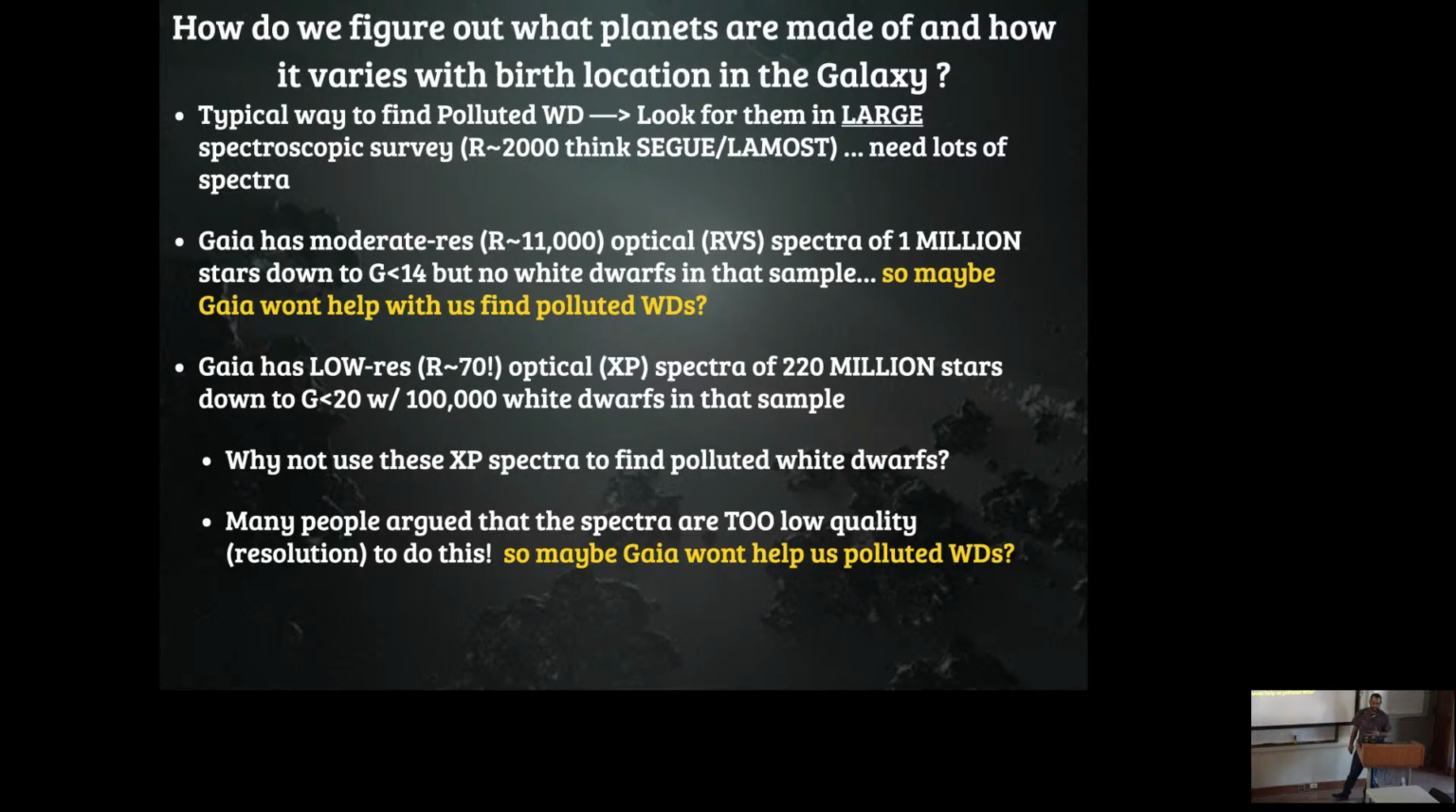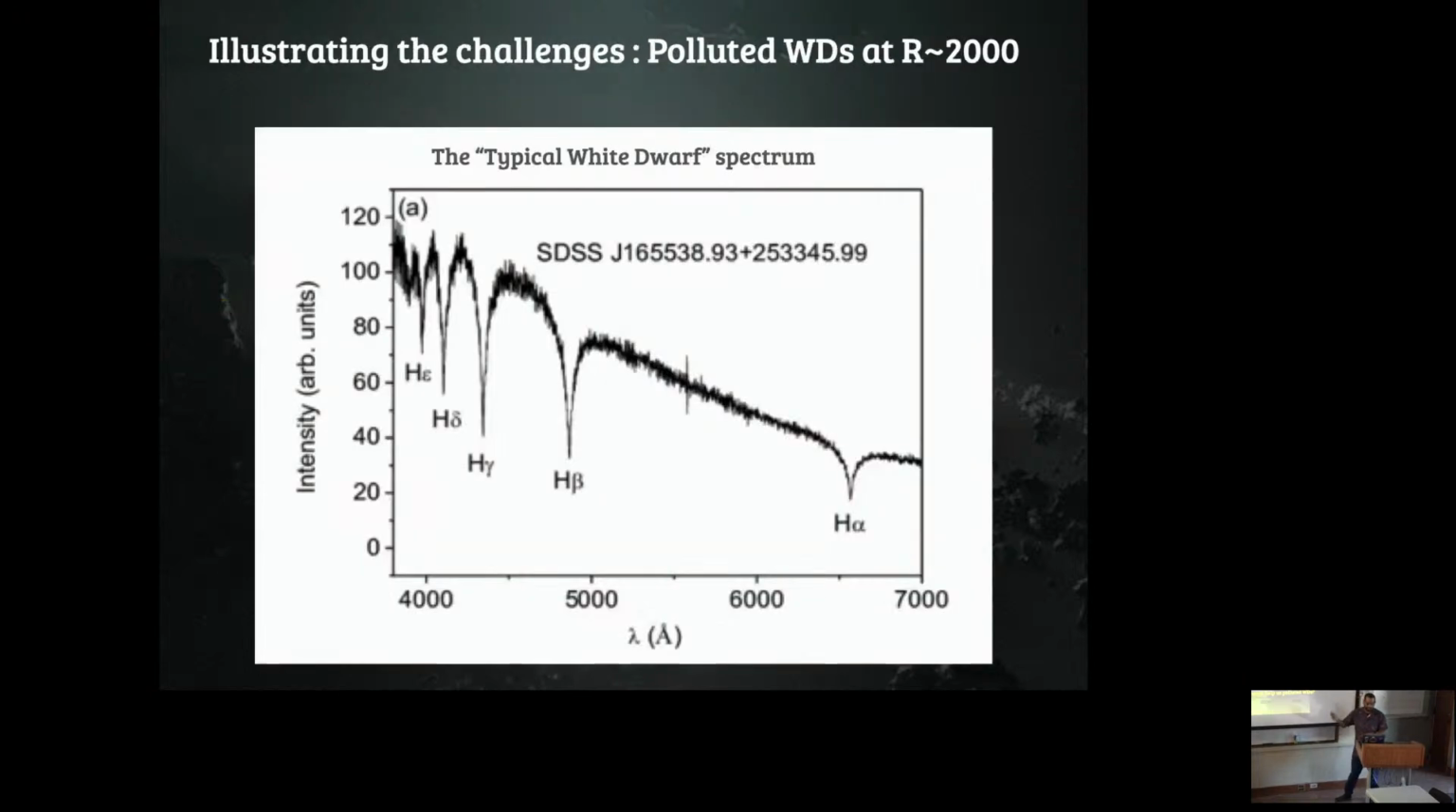The problem is, of course, these are very low resolution, R of 70. Is it even spectra anymore? I'm not sure. Or is it spectrophotometry? Anyway, irrespective of how you answer that question, the question is, can you use that spectrophotometry to really find polluted white dwarfs? To give you a sense for what this looks like, this is a normal white dwarf spectrum.